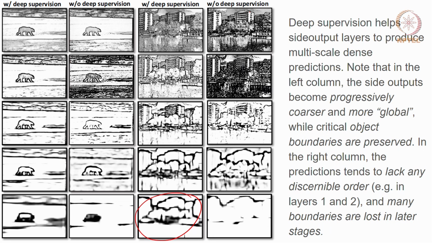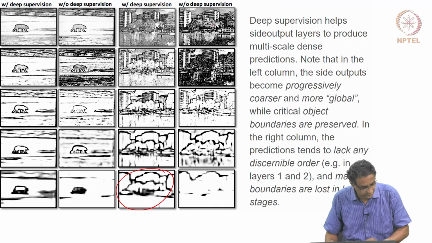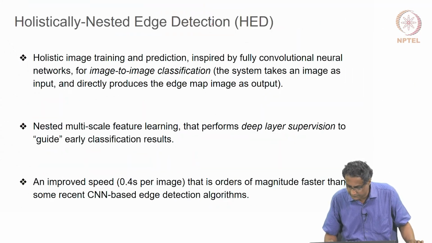So in the first example, it's some kind of a bear, and you see that the final output looks actually good. And similarly, here is a building example. And I think I have some more examples there. But the point is this: you can actually solve the same problem. Of course, if you tried Canny, the Canny output is also given here, I think somewhere.